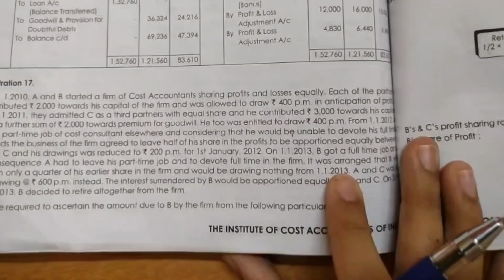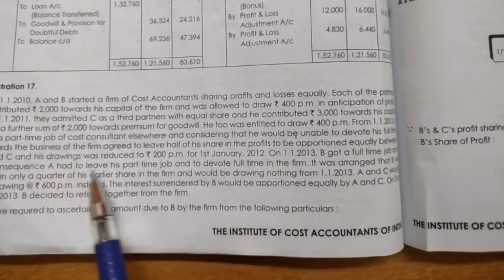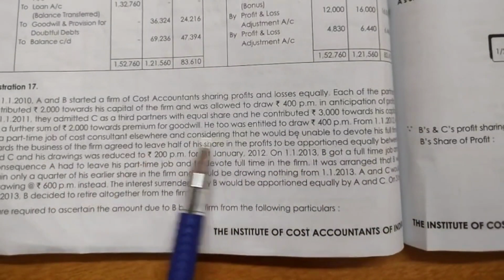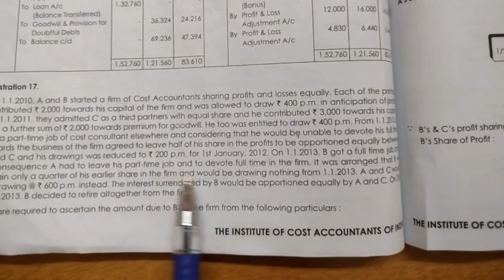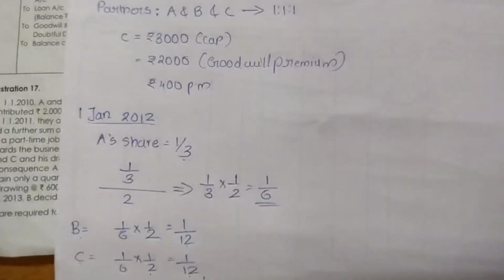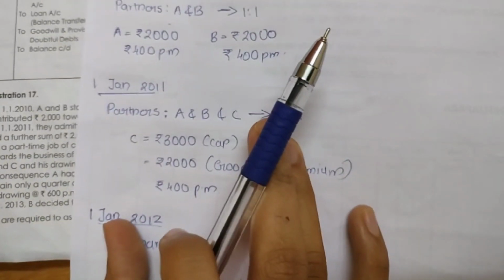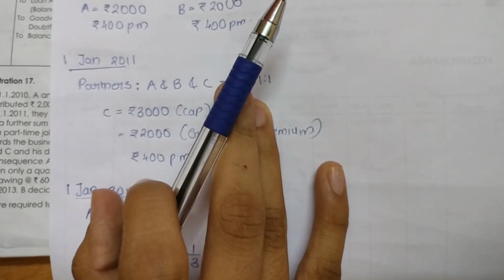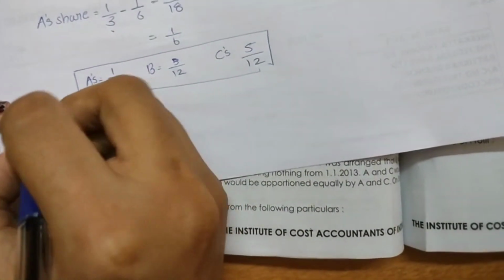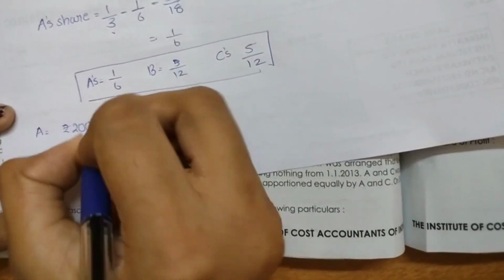Okay. Now let's read the question further. We haven't finished reading this. And what are they saying? That A's withdrawals are reduced to rupees 200 per month. So till 1st January 2011 he was allowed to withdraw rupees 400 per month. Now when he is going for a part-time job, since he already gave half of his share to B and C and he cannot devote full time to this firm, his withdrawal is also reduced. It was 400 before, now it became rupees 200 per month.